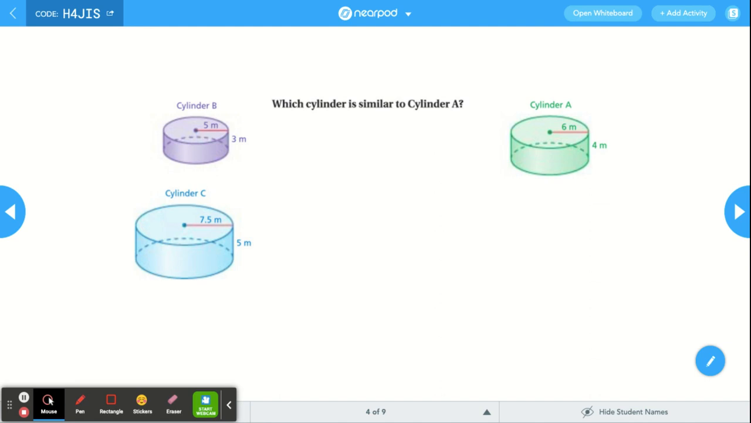So let's go ahead and take a look at our first question here. It says, which cylinder is similar to A? So we have here on this side, we have A, and we have two options. We have cylinder B or cylinder C right here. Let's go ahead and look at just the comparison between cylinder A and cylinder B. Let's start with A. Okay, so we see that the radius of this is 6, and then the corresponding side to that would be this 5 from the cylinder B.